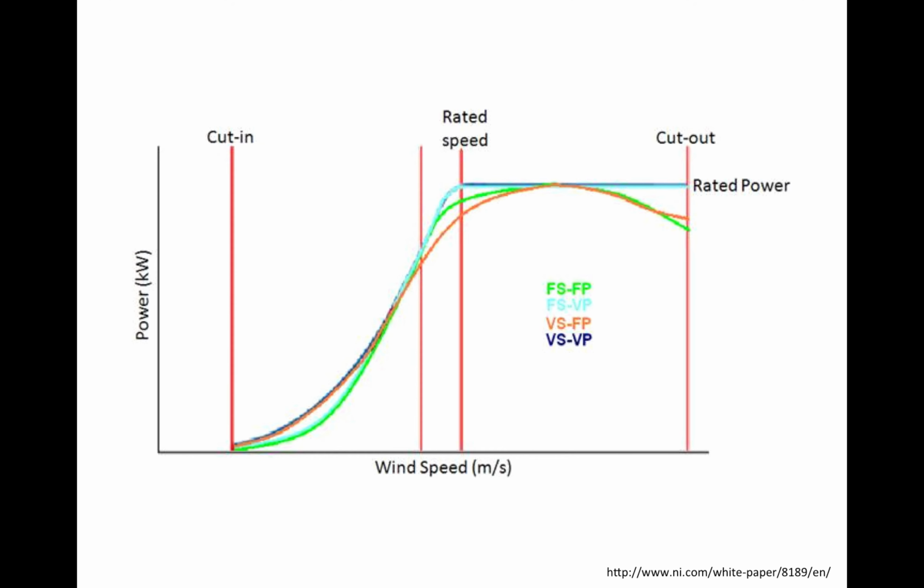So the only solution is to reduce the aerodynamic torque, whether the turbine has a variable speed generator or not. The only way for us to regulate the power is through aerodynamic means, through mechanical means.